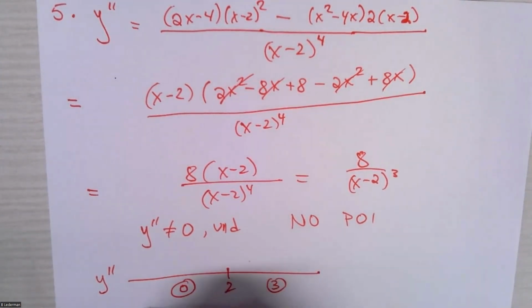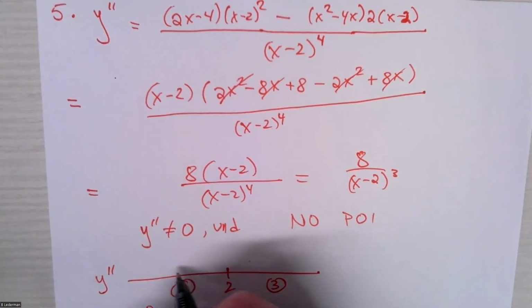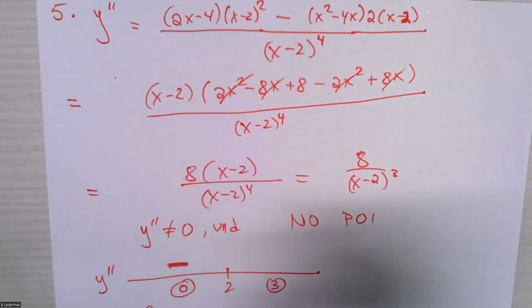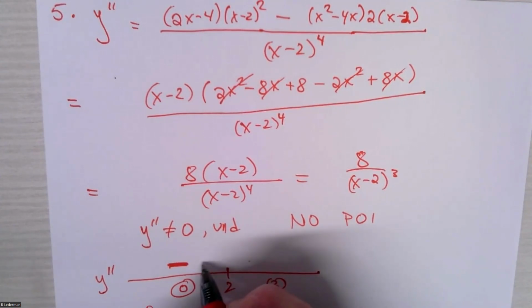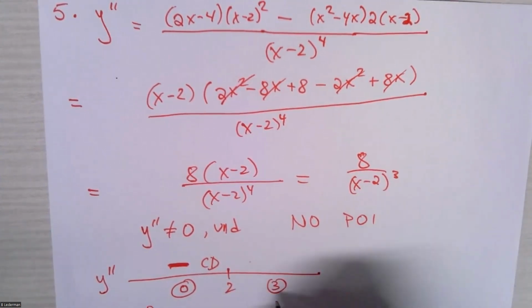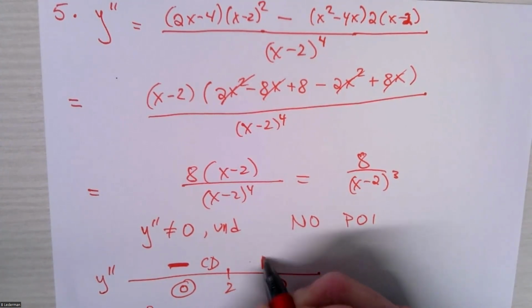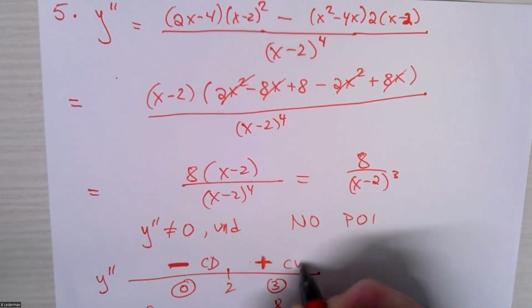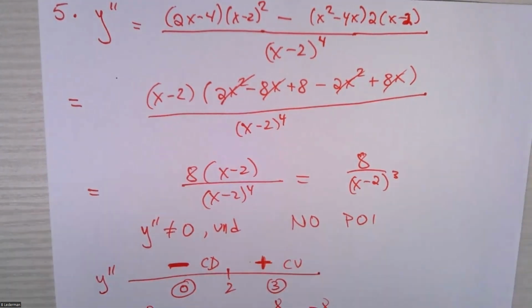So when x equals 0, this is 8 over (negative 2) to the 3rd, which is equal to negative 1, so it's negative. So it's going to be concave down. And when x is equal to 3, I get 8 over (3 minus 2) to the 3rd, which is just 8, which is positive, which of course is concave up.